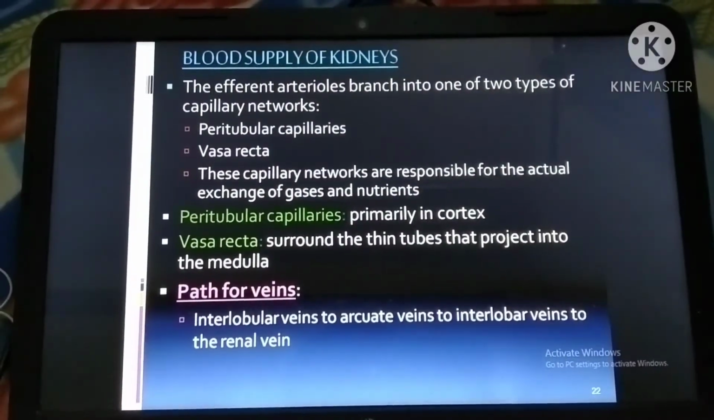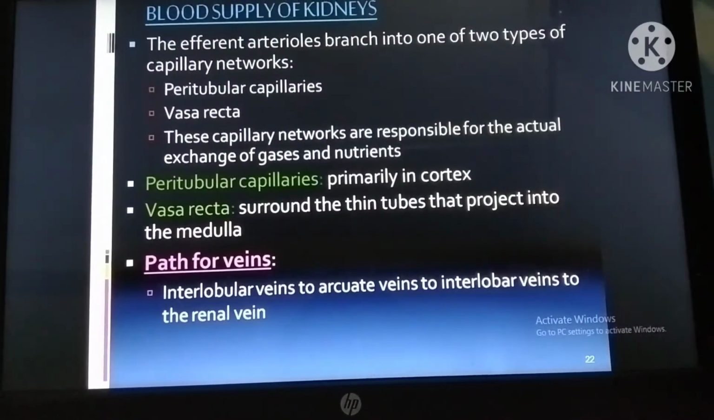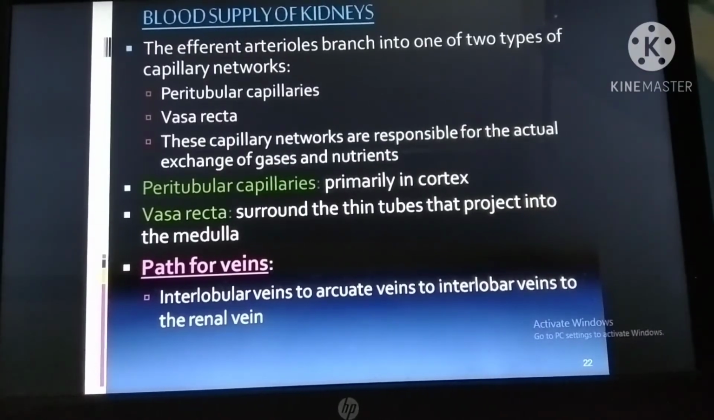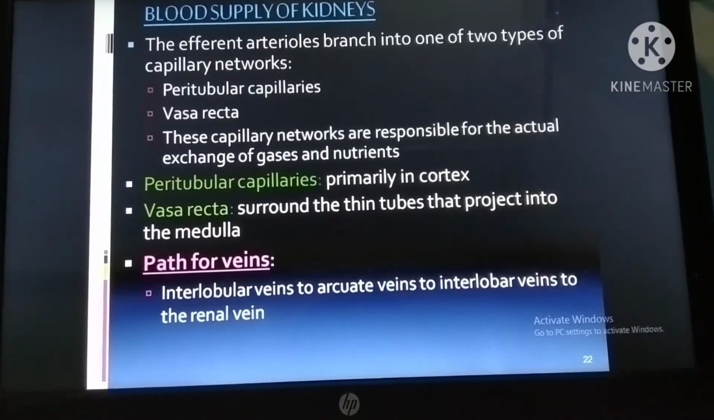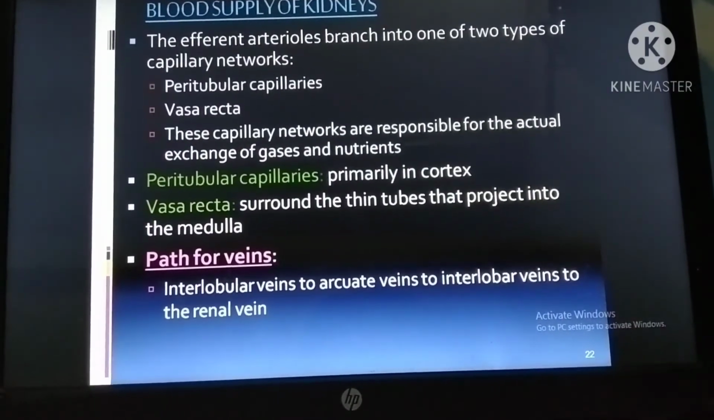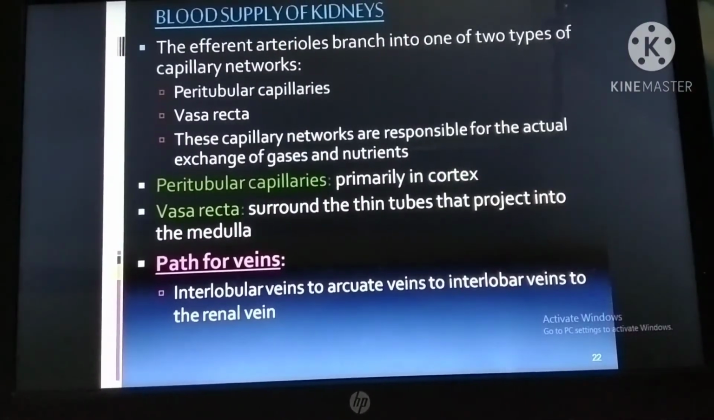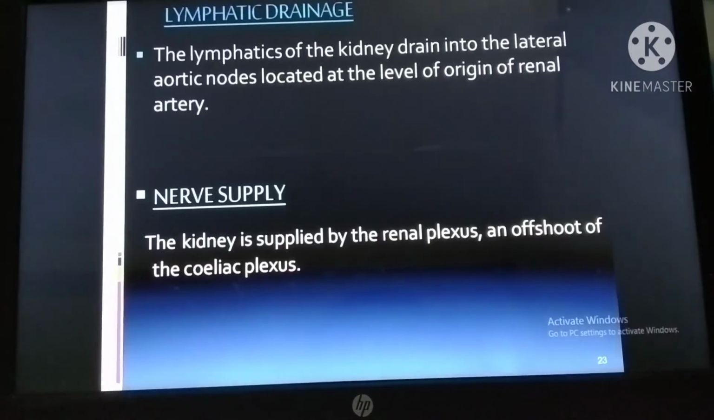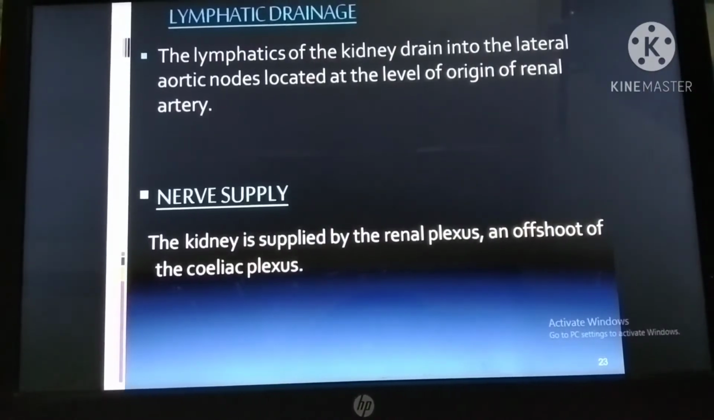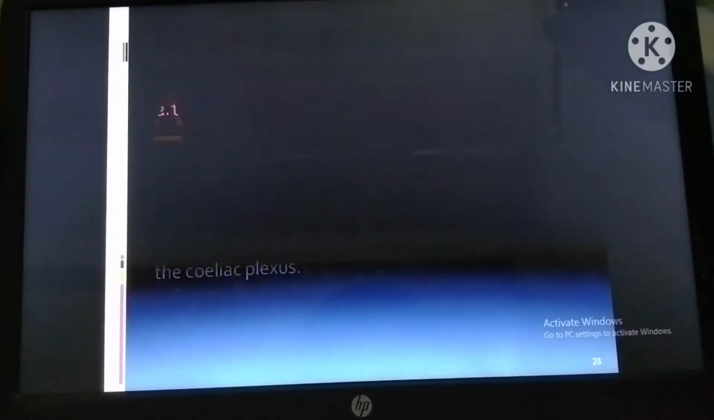Blood supply of kidney. The afferent arteriole branches into one of two types of capillary network: peritubular capillaries or vasa recta. These capillary networks are responsible for the actual exchange of gases and nutrition. Peritubular capillaries are primarily in the cortex; vasa recta surround the thin tubes that project into the medulla. Lymphatic drainage: the lymphatics of the kidney drain into the lateral aortic nodes located at the level of the origin of the renal artery. Nerve supply: mainly the renal plexus.